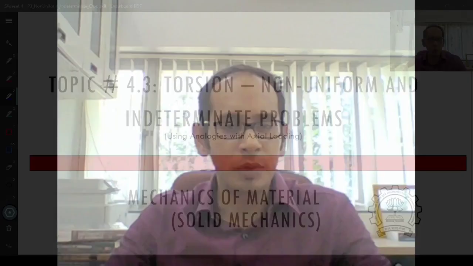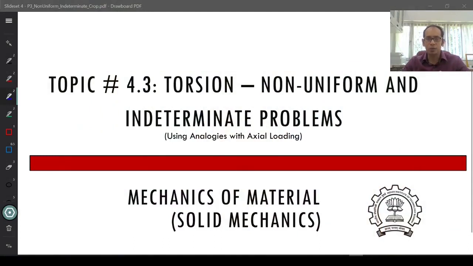But when you zoom out and look at the shaft as a whole, that particular case is a case of non-uniform torsion. This particular topic is what we are going to focus on in lecture. We'll look at non-uniform torsion, how to compute the angle of twist and so on, and we'll also look at indeterminate problems. And your savior for this topic, you'll be surprised to hear this, is going to be what you have learned in pure axial loading.